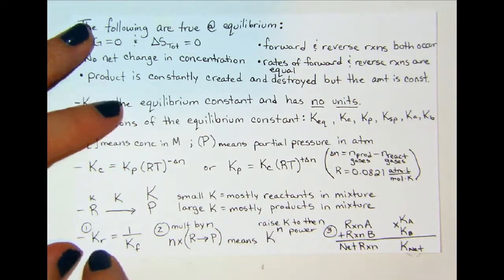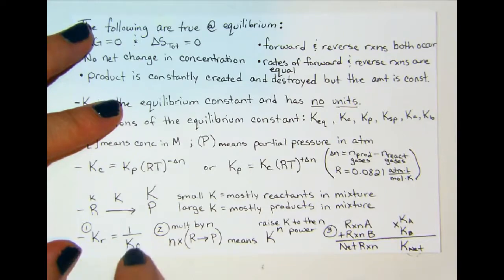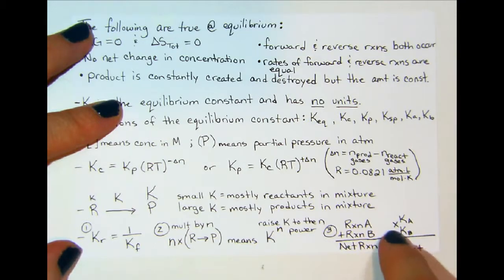Finally, you should be able to manipulate the equilibrium constants. If I take Kr and I want to know Kf, I would take the inverse of Kr in order to get Kf. If you multiply an equation by a value n, then that means you're going to raise K to the power of that number. And if you add reactions together and get a net reaction, you would multiply the K's to one another in order to get the net value of K.